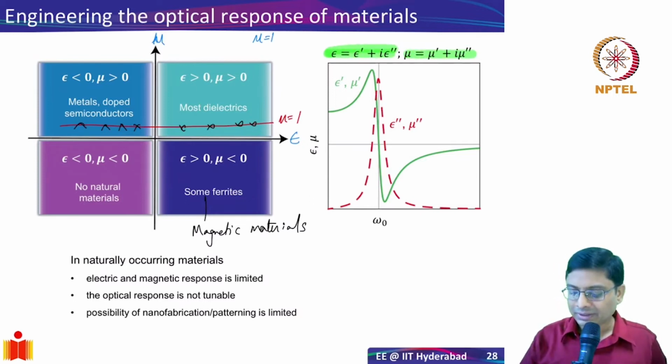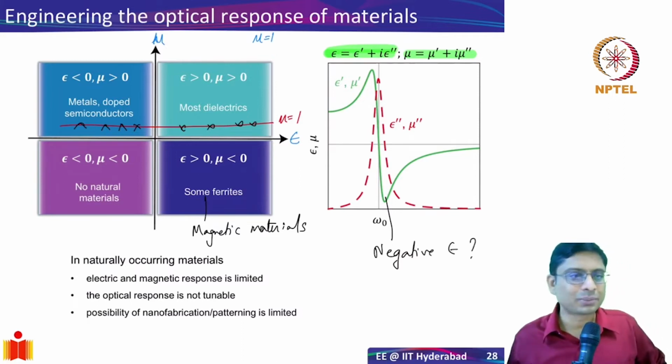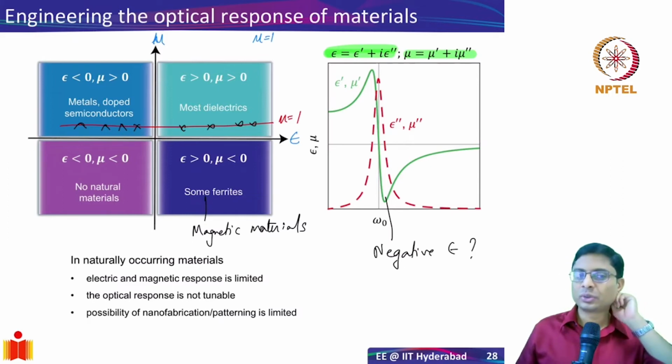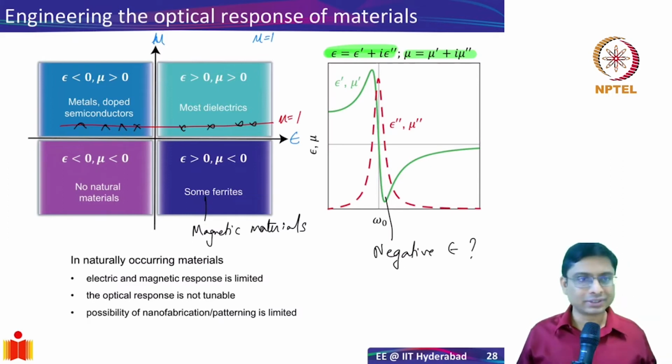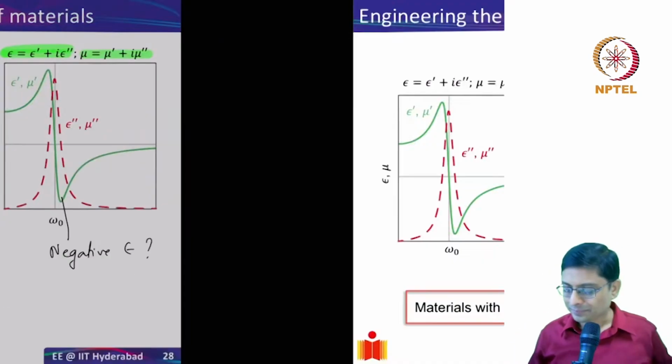Once we do that, we can study some interesting effects. By the way, what does negative epsilon mean? In this case, epsilon is less than 0. Negative epsilon, what does it mean? We already mentioned once, I think, that negative epsilon essentially means that the polarization is going to be opposite to the direction of, out of phase with, the electric field. All right. So what?